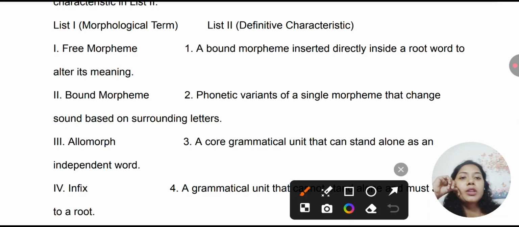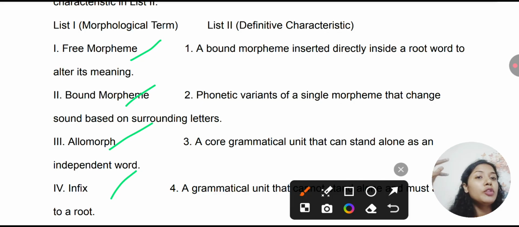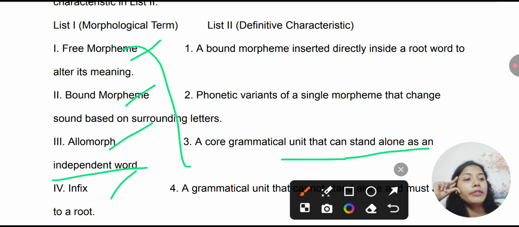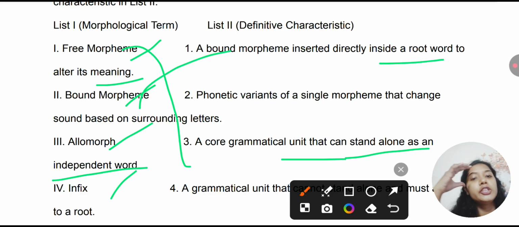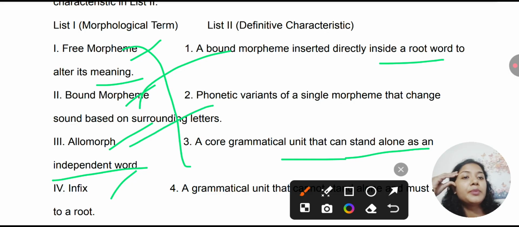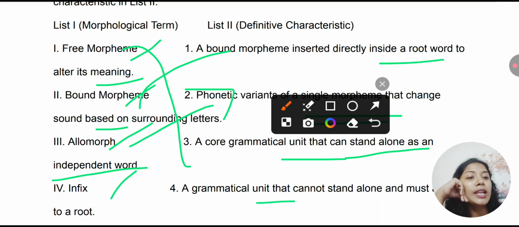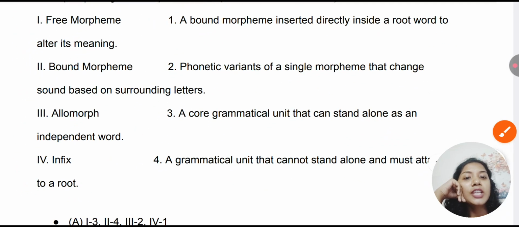Free morpheme, bound morpheme, allomorph, and infix. How are you going to match? A core grammatical unit that can stand alone as an independent word, this was the free morpheme, right? A bound morpheme inserted directly inside a root word alters its meaning. Allomorph: phonetic variants of a single morpheme that change the sound based on the surrounding letters, cats, bats, workers. And infix is a grammatical unit that cannot stand alone and must attach to a root.